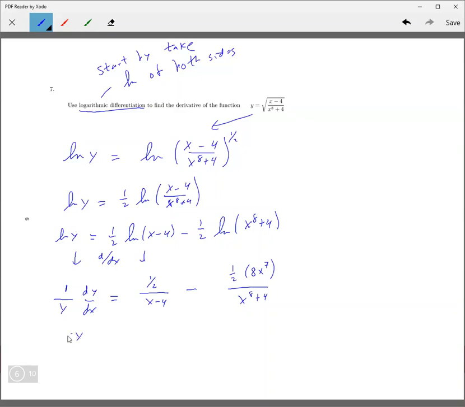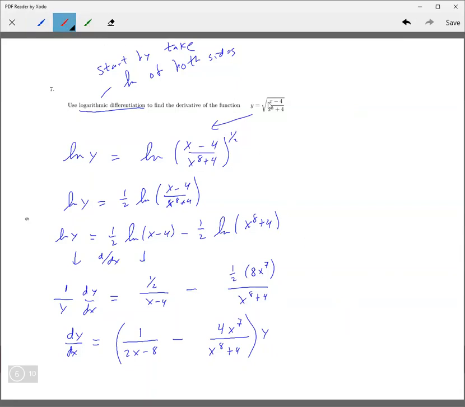Okay, so now I'm going to take this 1 over y to the other side of the equation. Actually, you know what? I'm going to do this. This 1/2 right here, I'm going to take that to the denominator, and it's 2x minus 8. Okay, this one reduces that to a 4, so it's 4x to the 7th over x to the 8th plus 4, and that's all multiplied by y.